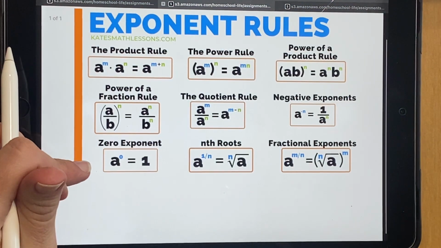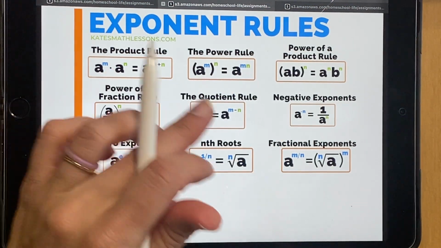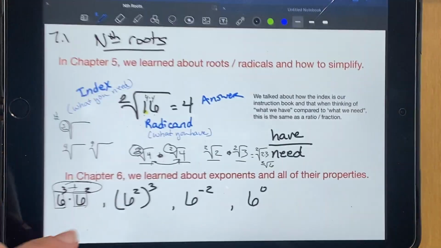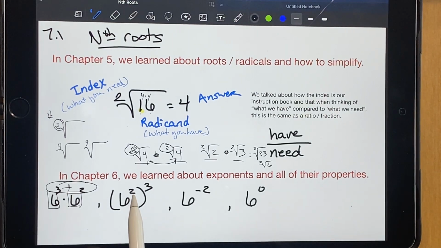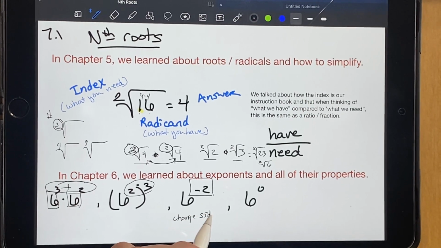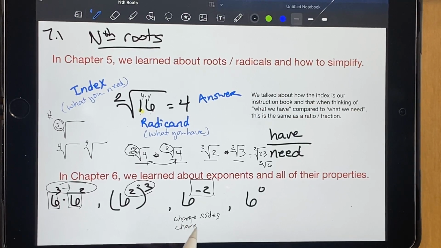this guide here, the exponent rules. You'll want to make sure to know how to work all of these really well. Have this printed out for yourself. Okay, we knew that when we have a power raised to a power, these are then multiplied together. If we have a power that's a negative, our rule for negatives all the time from the very beginning of math is that when I change sides, I get to change the sign on it.